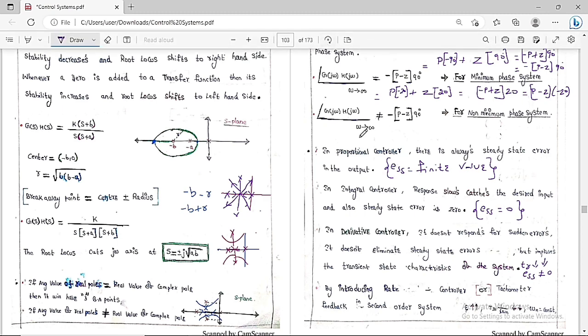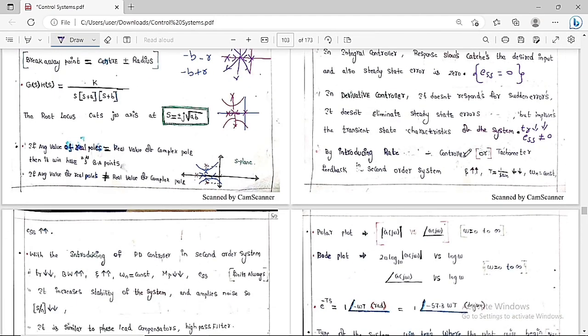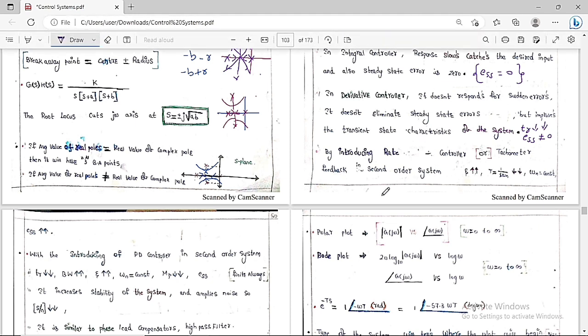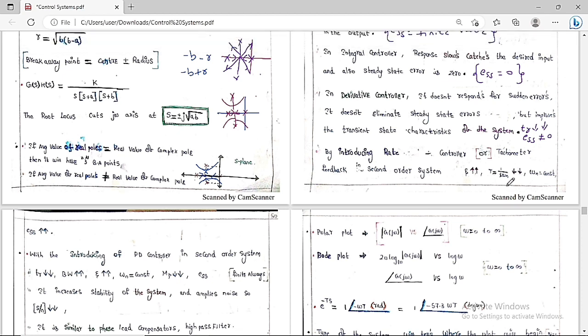So the next concept is introducing the rate controller or the tachometer feedback in a second order system. If we introduce the rate controller or the tachometer feedback in a second order system, then what is going to happen? The time constant for a second order system is T equal to 1 by zeta omega n. So as zeta increases, T decreases, whereas omega n is constant, and the steady state error also increases.